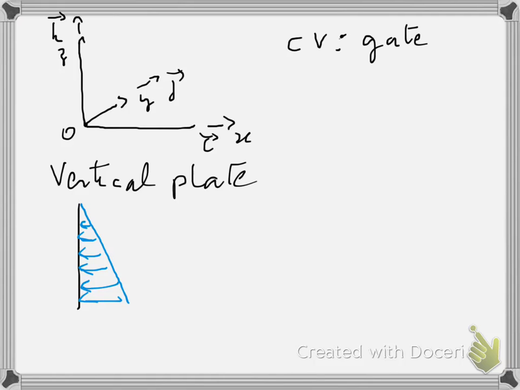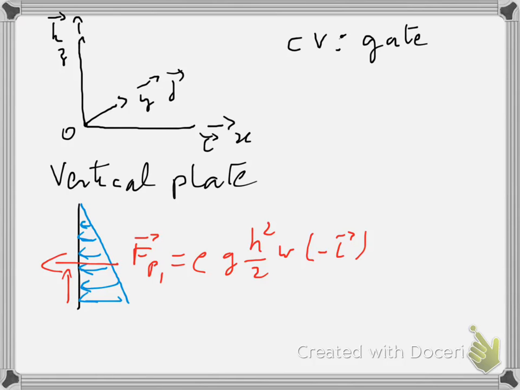So with gauge pressure, the total force is Fp1, which is equal to rho g h square over 2 W, in the minus i direction. And the center of pressure is h over 3 from point O. What is the action of that force? It's kind of obvious. Intuitively, you'll see right away that this force wants to open the gate, and the gate pivots toward the left.